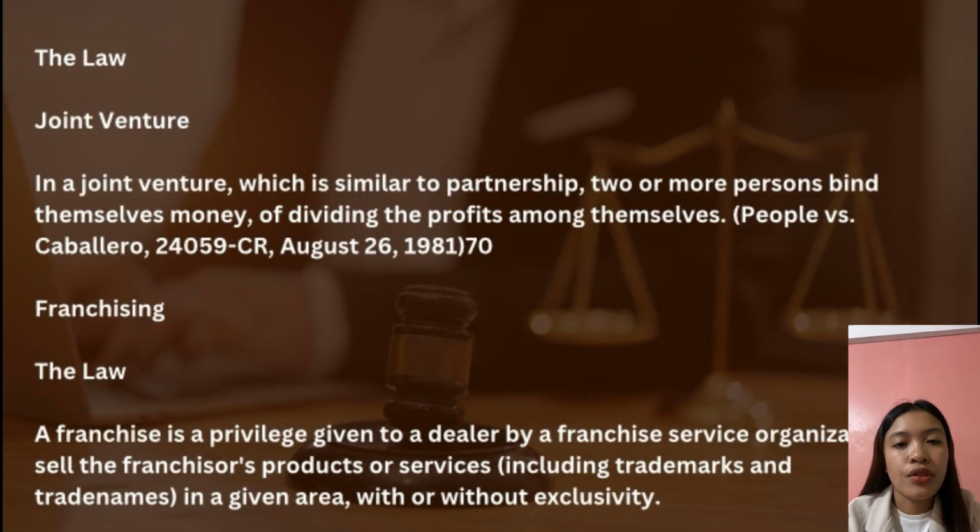Next is joint ventures and franchising. The joint venture arrangement is a flexible business structure where two or more parties collaborate to achieve mutual goals, such as sharing profits and costs. The franchise law allows businesses to expand by granting franchises, providing dealers with the privilege to sell the franchisor's products or services in a designated territory, fostering business growth through shared resources and brand recognition.